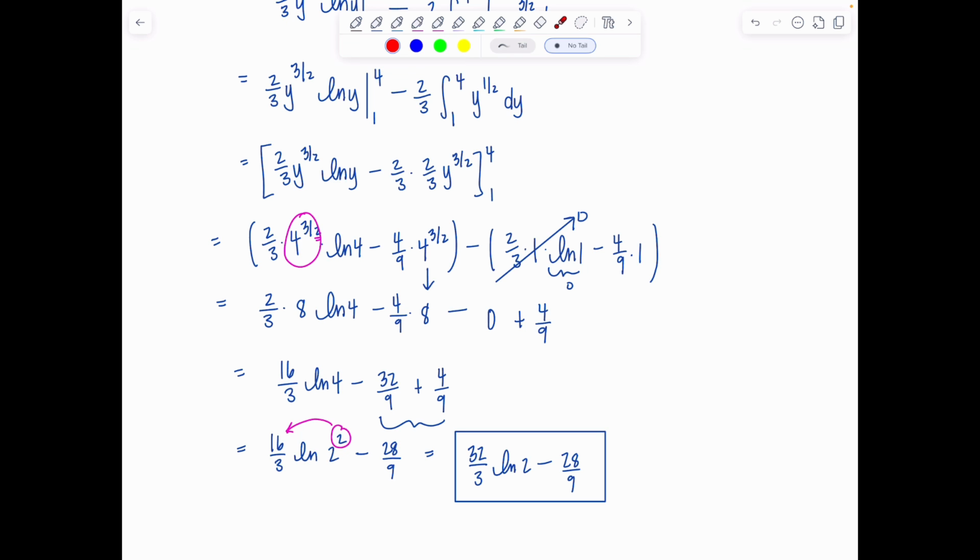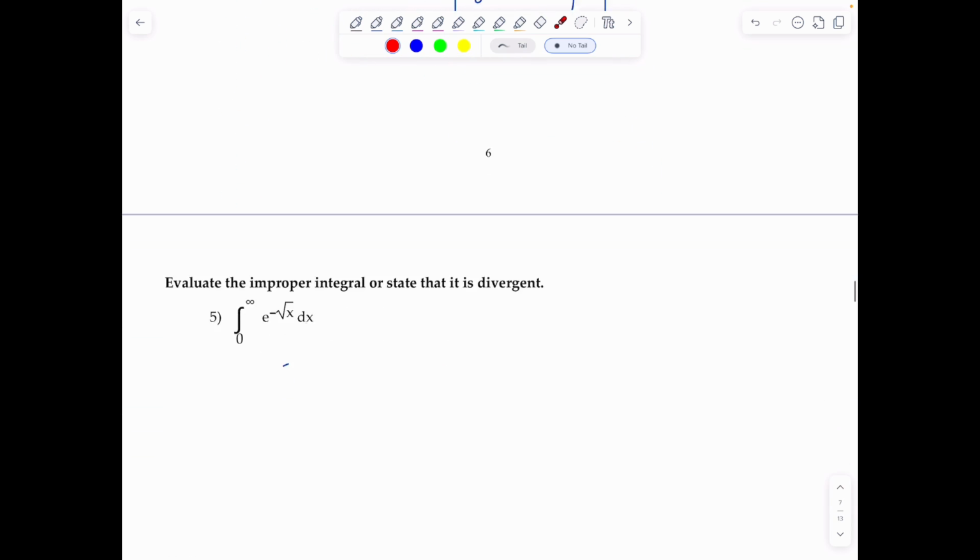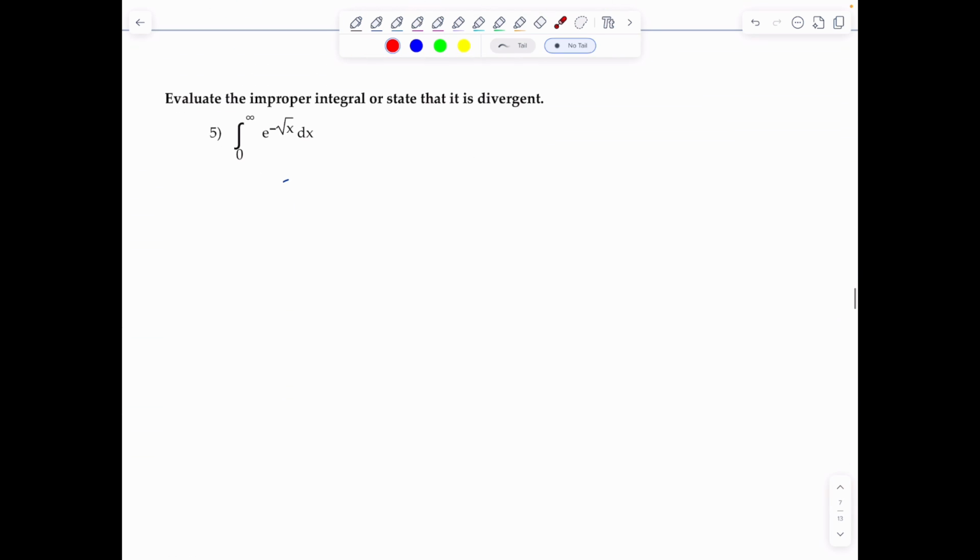Okay, now we get into some improper integrals, which is tricky, I think, for most students because it involves not only integration, but also limits. So that can be a lot for some people. So evaluate the improper integral or state that it's divergent.